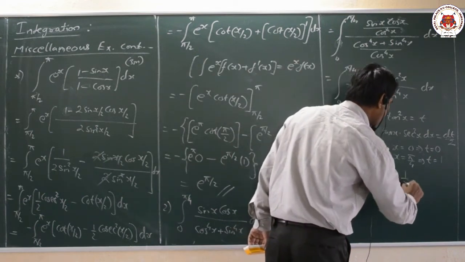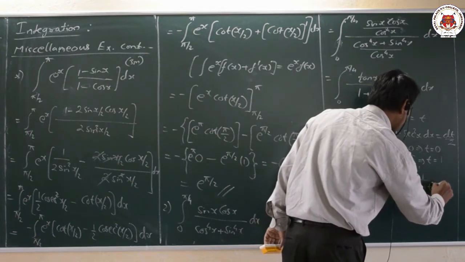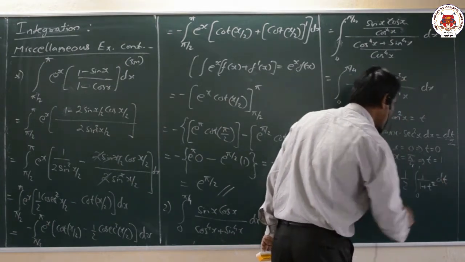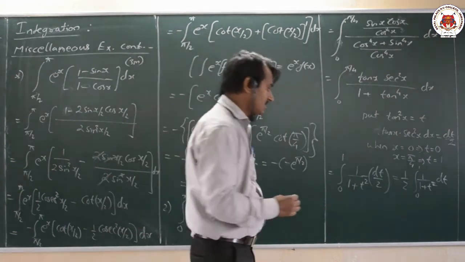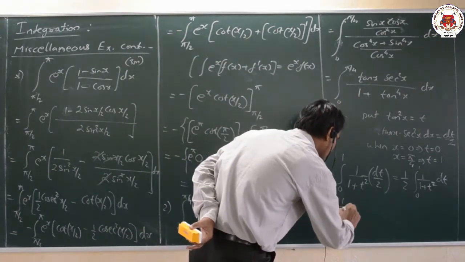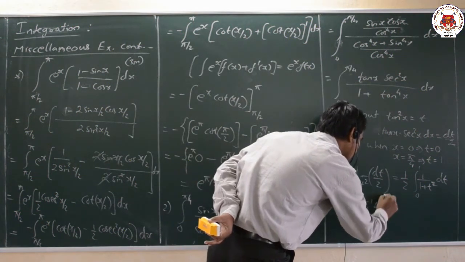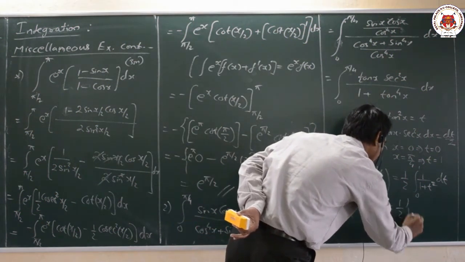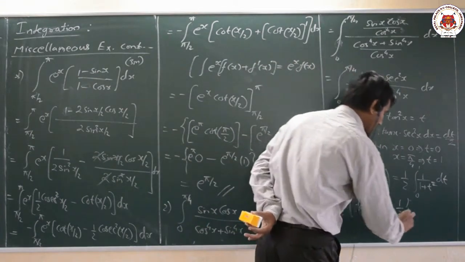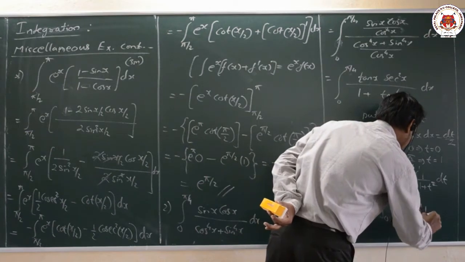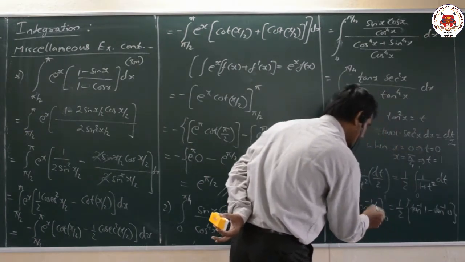So, now here I can take 1 by 2 common outside, integral from 0 to 1, 1 divided by 1 plus t square dt. Now, what is the integration of 1 divided by 1 plus t square? The value will be tan inverse of t between the limits 0 to 1, that is 1 by 2. Now we can substitute the upper limit. What is the upper limit? Tan inverse of 1, minus tan inverse of 0, the lower limit.